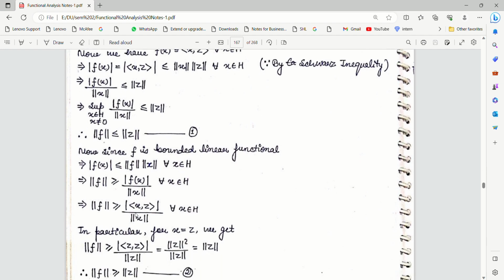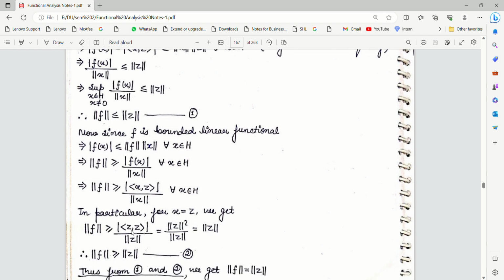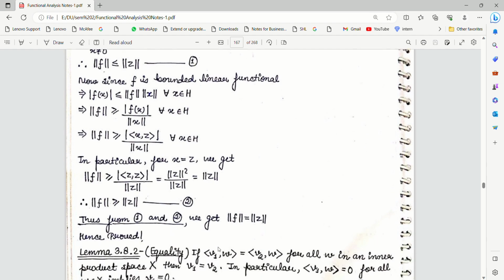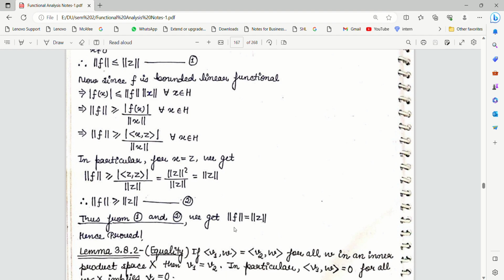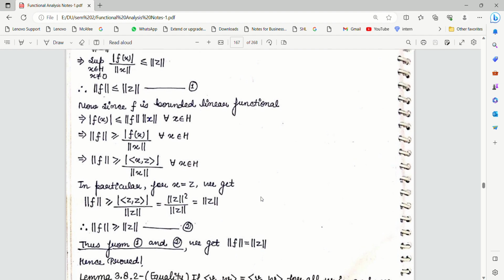Now we can put x equal to z. This will become norm of f is greater than or equal to mod of inner product of z comma z upon norm of z. Inner product of z comma z is equal to norm of z whole square, so this will cancel this. This implies that norm of f is greater than or equal to norm of z. From equation 1 and equation 2, we will get norm of f is equal to norm of z. Here the whole theorem is proved.